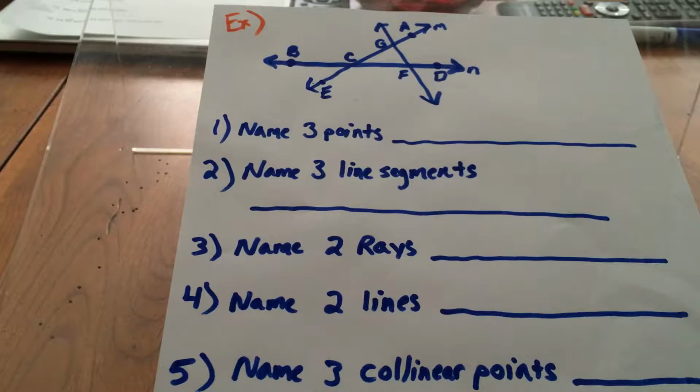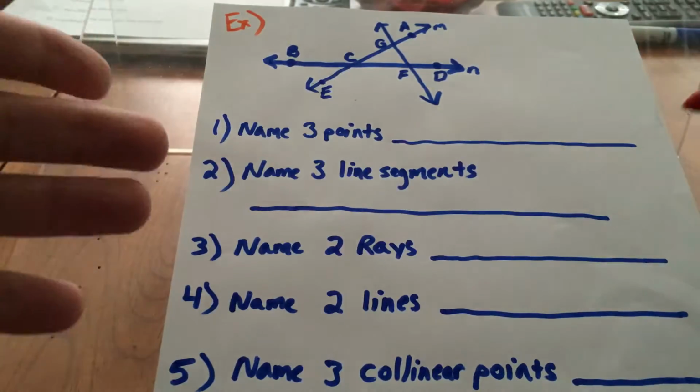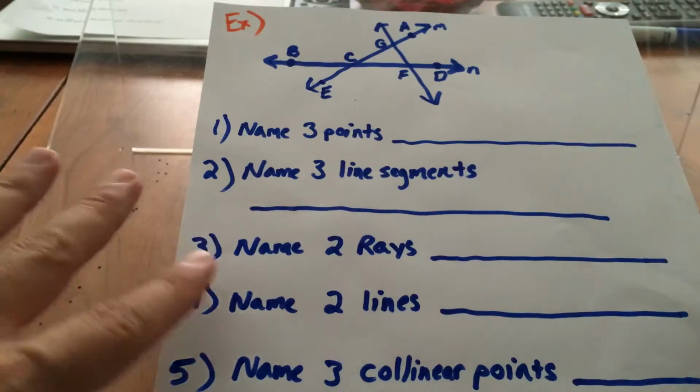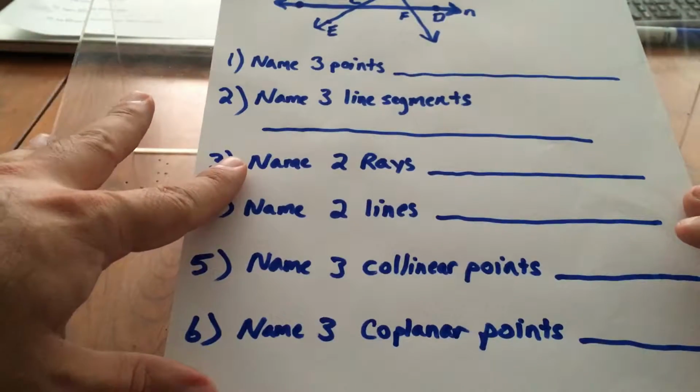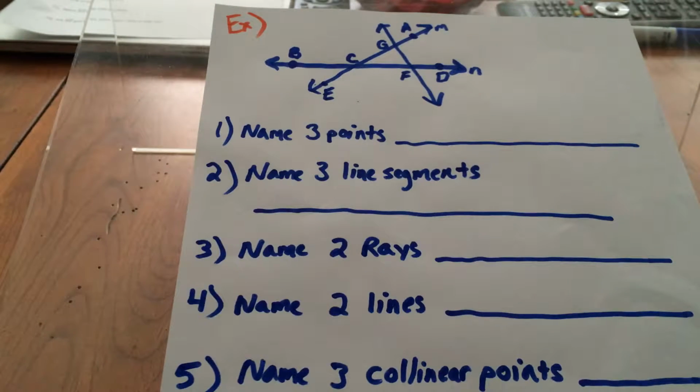Okay, so now I'm back and we're looking at some shapes. We've got 3 different lines here, and they're all sort of intersecting each other in crazy ways. Notice we're labeling a bunch of different things here. And the whole purpose of this example is to just go through and see if you understand the definition of a point, of a segment, of a ray, of a line, collinear, and then at the bottom it's name 3 coplanar points.